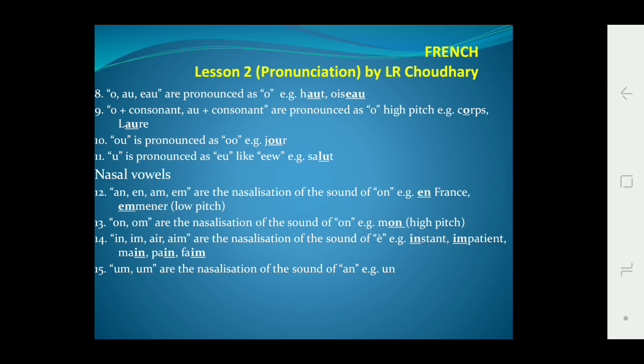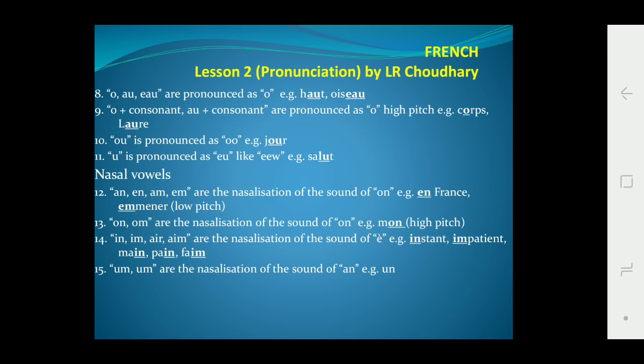Then next is number 14. In, im, ain, aim are the nasalization of the sound of N. Like enfant, impasse, main, pain, faim. So the sound should be like a high pitch N.